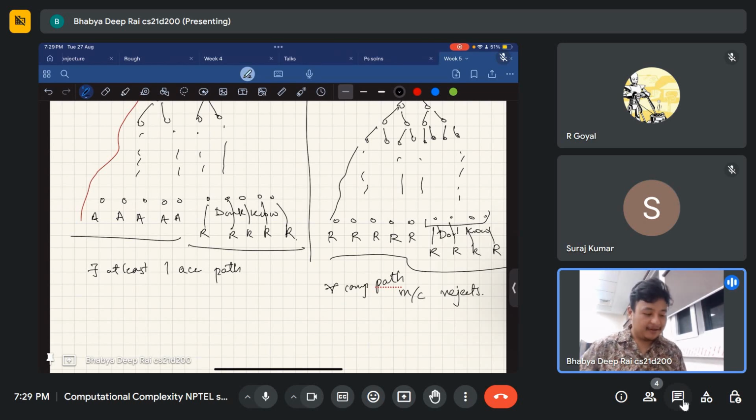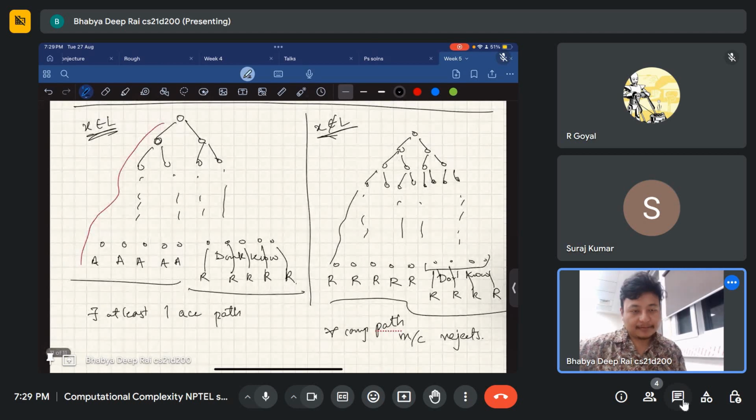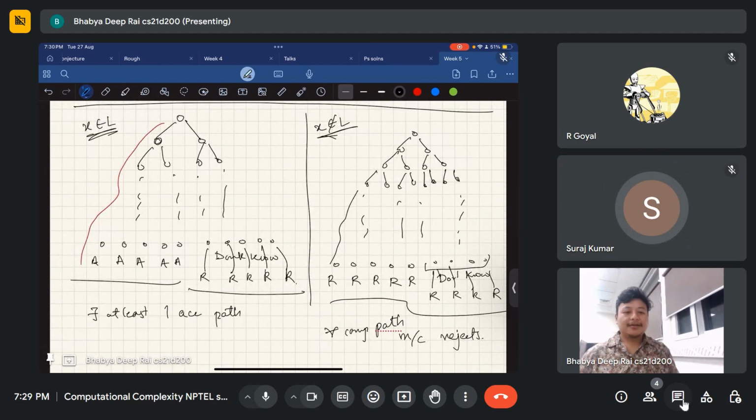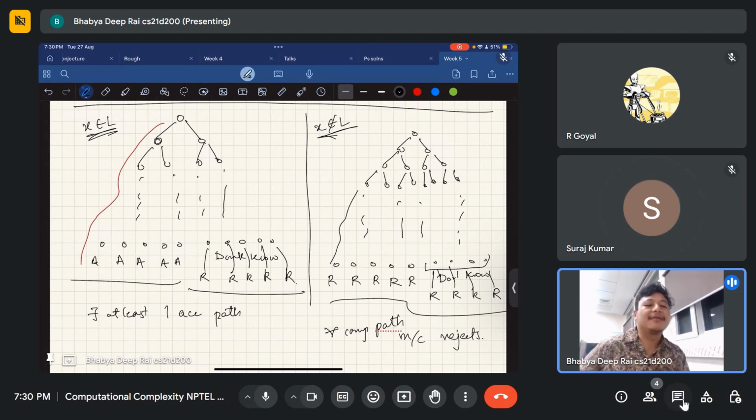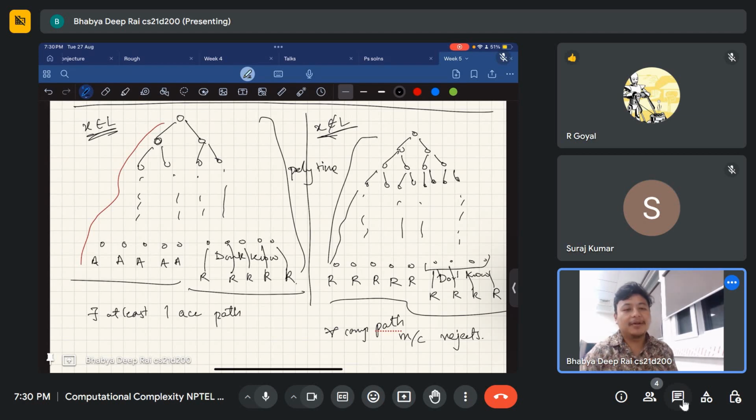So Suraj, is this clear? Yes, sir, clear. Okay, so now we've converted our ZPP algorithm into an NP algorithm, and how much time will it take? It will take polynomial time, because this definition of a ZPP algorithm runs in polynomial time.